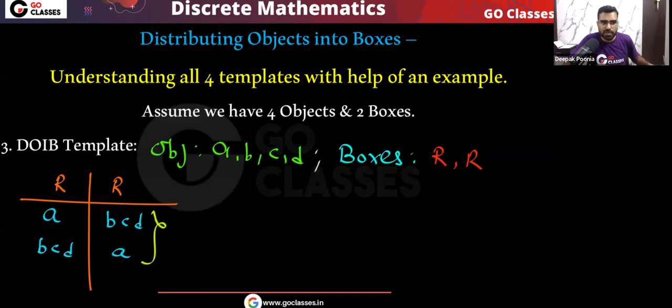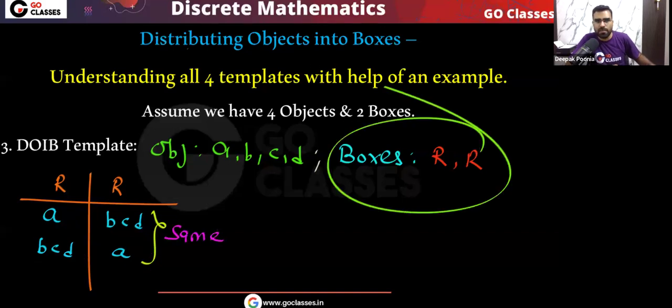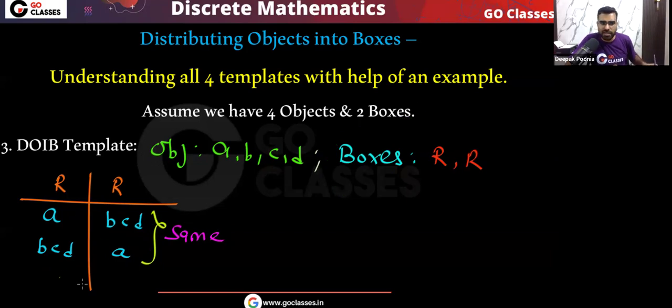They are same, because remember, the rooms are same. Here also both the rooms are same, R. Yes or no? So remember, here BCD are together in one room, A is in another room. Here also the same thing, BCD are together in one room and A is in another room. So these are same. Do you agree with me? Because boxes are same.